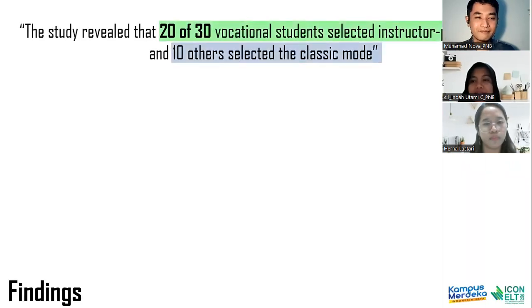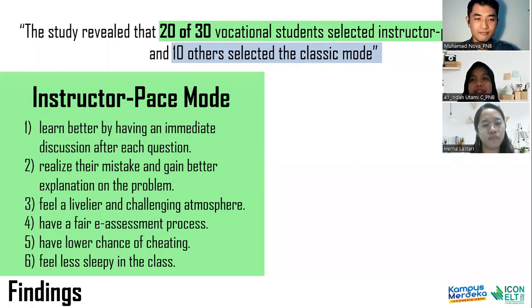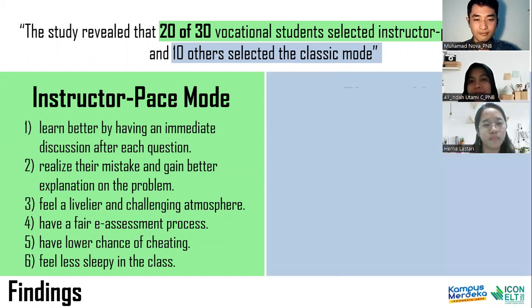Okay, after analyzing the data, we found that 20 of 30 vocational students selected instructor-based mode and 10 others selected the classic mode. From the students who selected instructor-based mode, we found that they learn better by having an immediate discussion after each question. They also realized their mistakes and gained better explanation of the problem from the instructor. Besides, they also feel a livelier and more challenging atmosphere during the class. They also feel like they have a fair e-assessment process and a lower chance of cheating. And the last one is they feel less sleepy in the class.